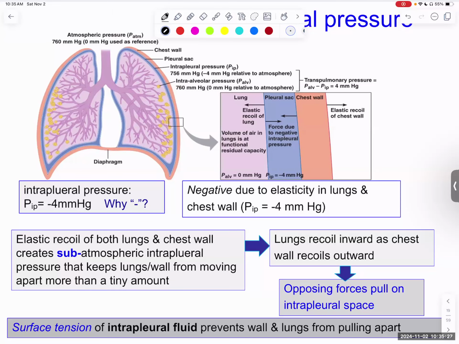So why is it a negative pressure? It's not. It's just negative because it's less pressure than atmosphere. This goes through what I just explained. Elastic recoil of the lungs is going to bring the ribs back with it. So as the lungs recoil inward and the chest wall pulls out, we need negative pressure to keep those two membranes wanting to be sucked together.